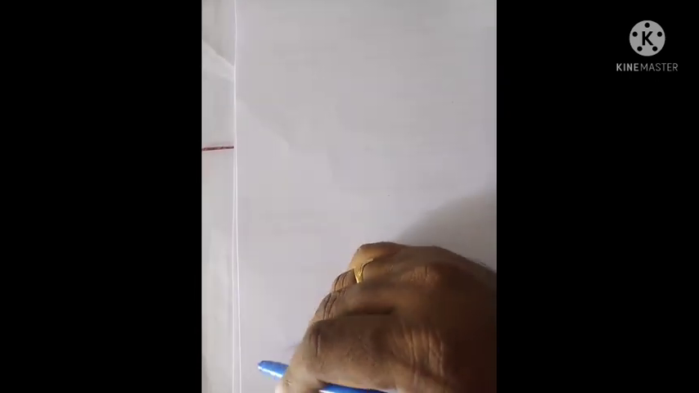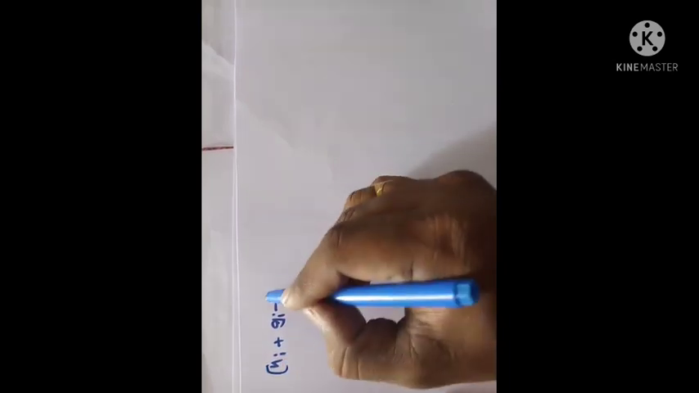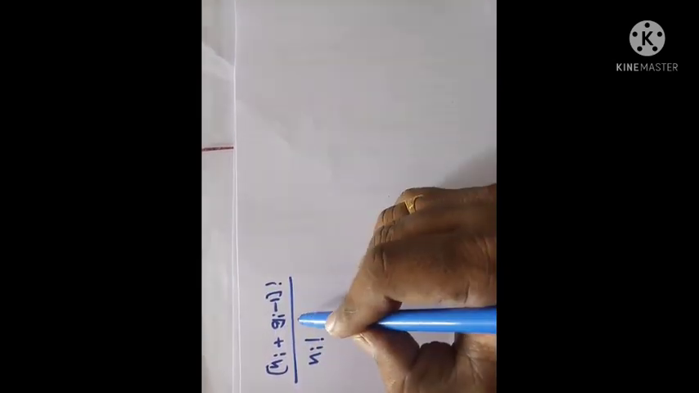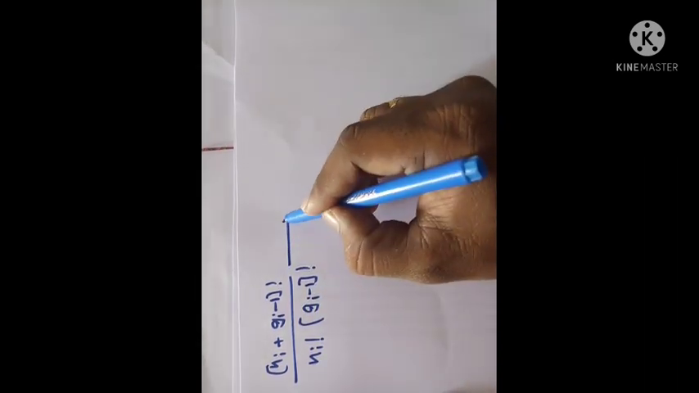So finally we'll get here the resultant: (Ni + Gi - 1)! / (Ni! (Gi - 1)!). So this is equation number 2, let us assume.